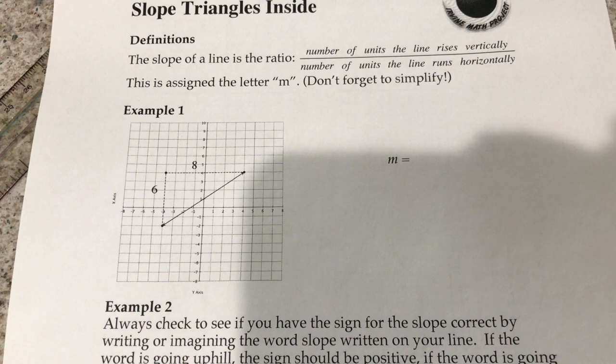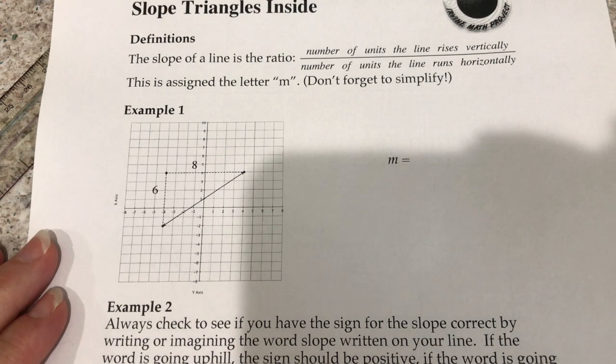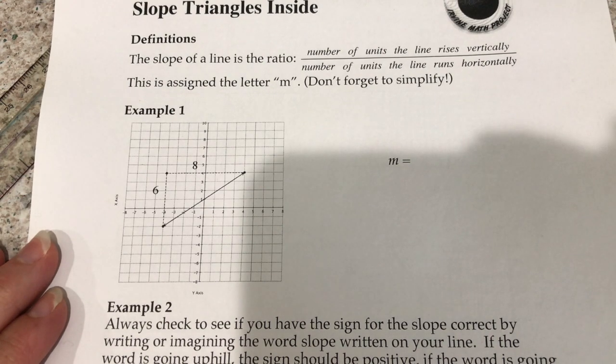Hi, this is Mrs. Earl with a short tutorial on using a slope triangle to find the slope of a line. If you remember from previous lessons, slope is the measure of rise over run of a line. That is, how far a line rises vertically over how far the points move to the side.